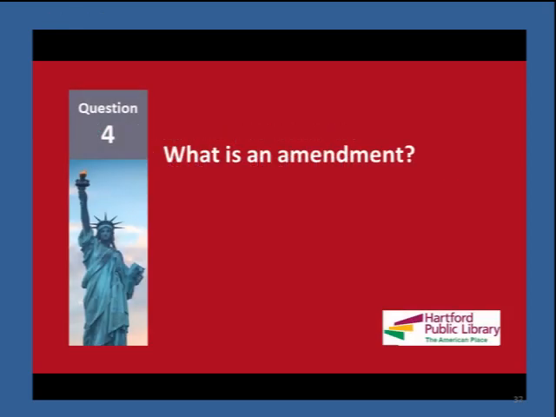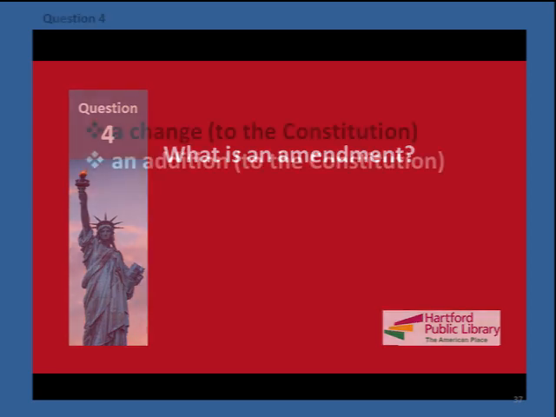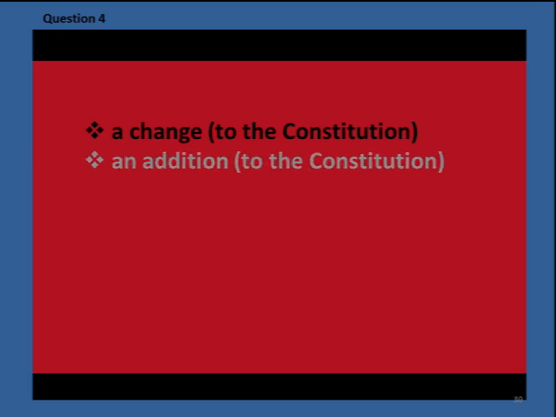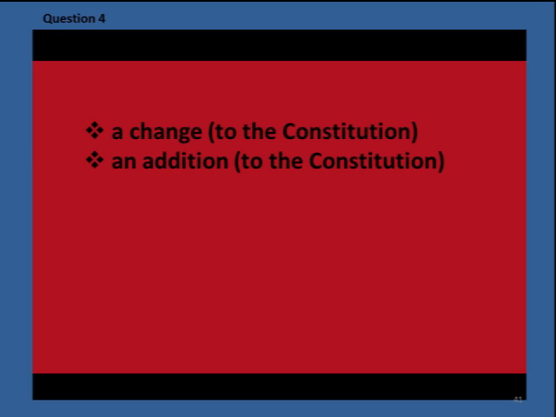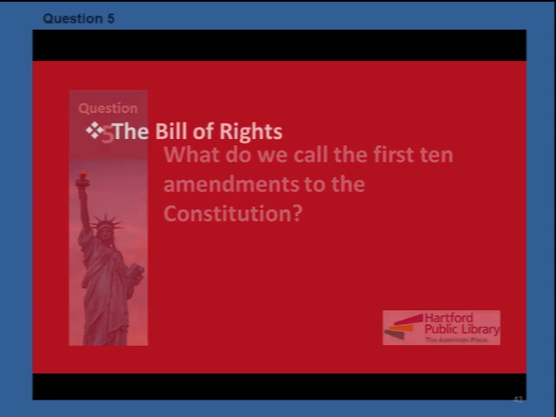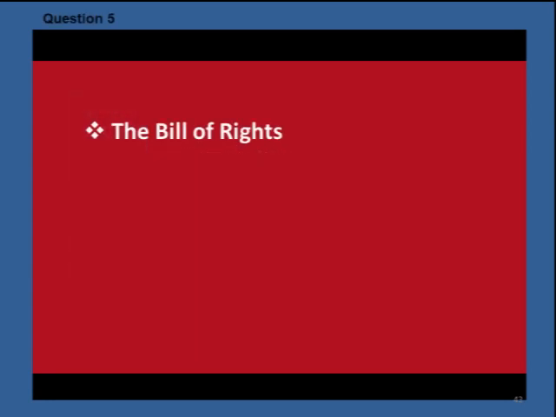Question 4. What is an amendment? A change or addition to the Constitution. An amendment is a change or addition to the Constitution. Question 5. What do we call the first 10 amendments to the Constitution? The Bill of Rights. The Bill of Rights are the first 10 amendments to the Constitution.